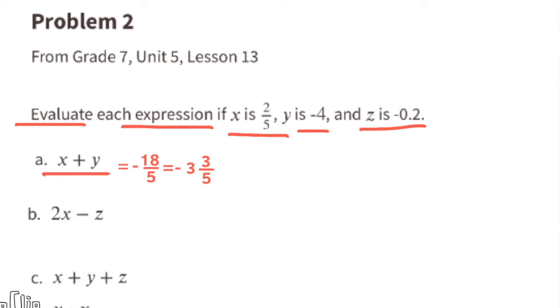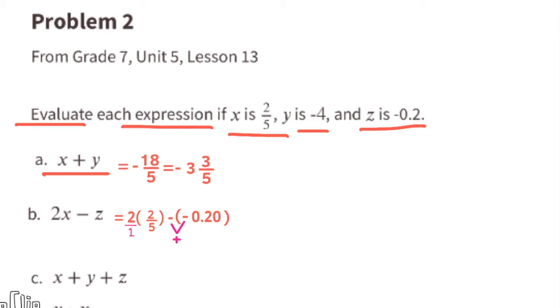B, 2x minus z. Again, let's substitute the x with the 2/5. Now this means 2 times 2/5. And let's substitute the z with -0.2. Now this means minus -0.2, which is the same as the opposite of -0.2, which is a positive 0.2.